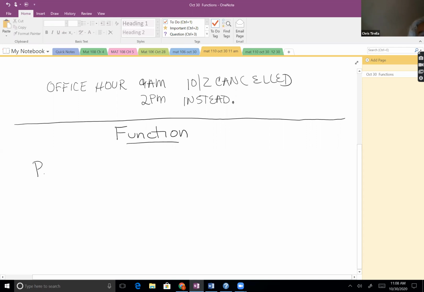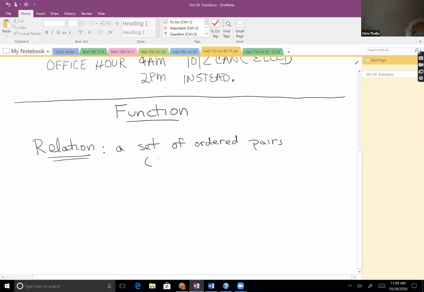Before I look at a function, I need to know what a relation is. And we're going to see that a relation is a set of ordered pairs. When I look at ordered pairs, sometimes people think of them as ordered pairs (x, y). I think when we talked about graphing, we said that that x value is sometimes called the abscissa. The y value is sometimes called the ordinate.